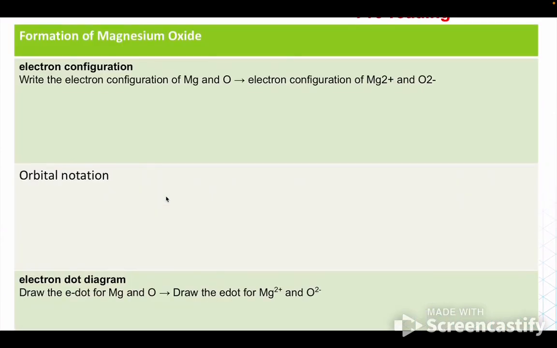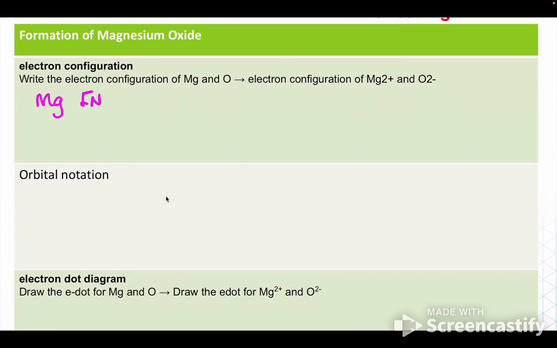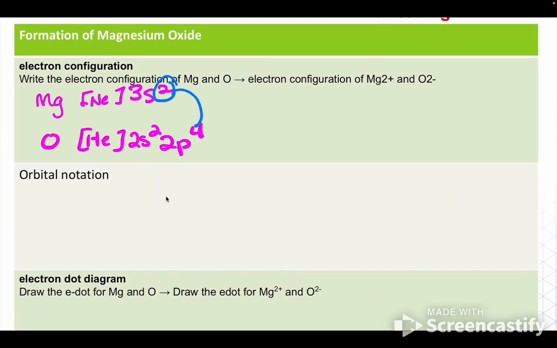It's harder to draw. But what we do is, if I'm going to try to show the bonding between magnesium and oxygen, I want to write out magnesium's electron configuration, which is, and you can do noble gas or complete, it doesn't matter. And then I would write oxygen, which is, okay. So I start with there, and then I want to show both of these electrons are going to go here.